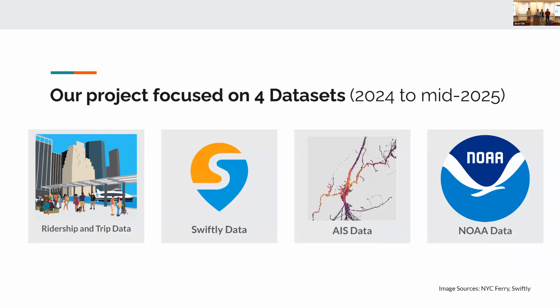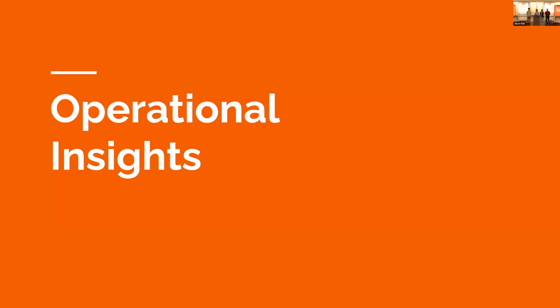Our project focused on four different data sets encompassing all of 2024 up through June of 2025. First, we had ridership and trip data from the system, followed by Swiftly data, which is GPS tracking of the New York City ferry vessels, AIS data, which is international, but specifically our use case focused on marine traffic in New York City Harbor, as well as NOAA data. So we looked at weather data and water level and currents in the New York City Harbor. And with all of that, I will be passing it off to Ming, who will be talking about the operational insights, the historical analysis of delays.